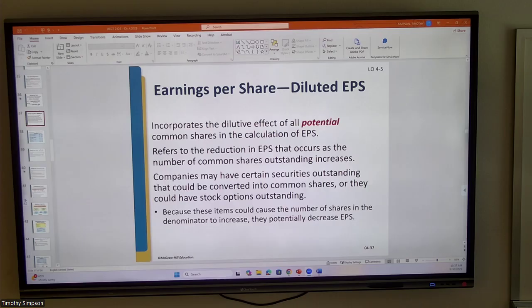And as a result of that, if people convert preferred to common, that would water down the shares of common stock, and so as a result, would dilute the earnings per share simply because the denominator is going up. More likely, though, it's probably the exercise of stock options as a part of employees' compensation. Increasingly in the last several decades, companies are rewarding people, particularly management, but increasingly throughout the company, with stock options that allow employees to exercise their rights to buy stock at a certain price.